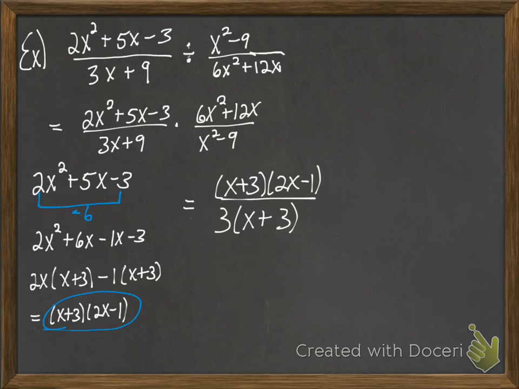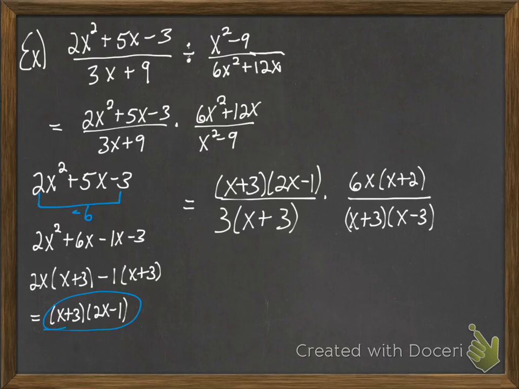We come over to the second fraction. We have a 6x squared plus 12x in the numerator. We can once again pull out a common factor, in this case of a 6x. We'll be left with an x plus 2. And then in the bottom we have an x squared minus 9. That's a difference of squares, so we factor that as x plus 3 and x minus 3.